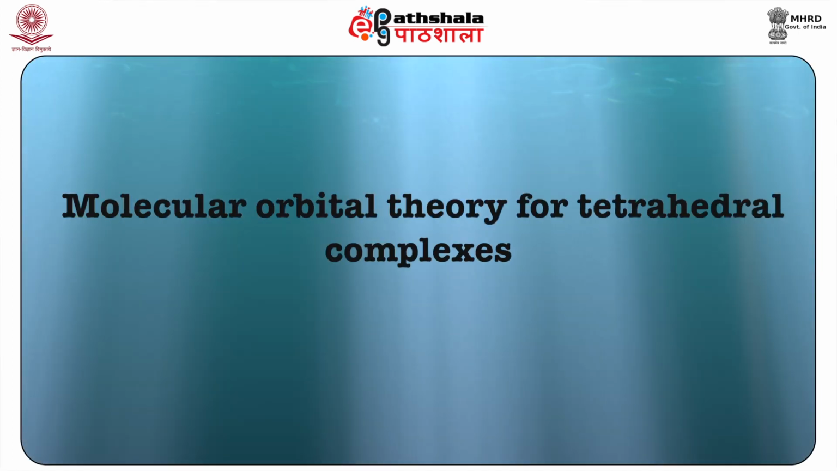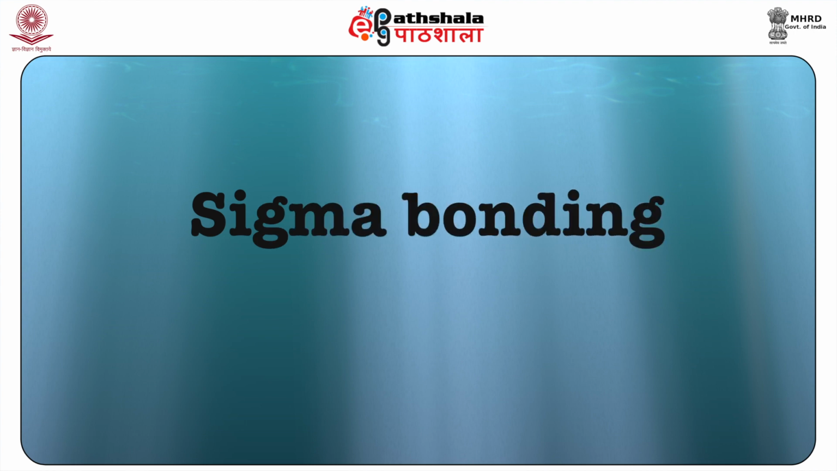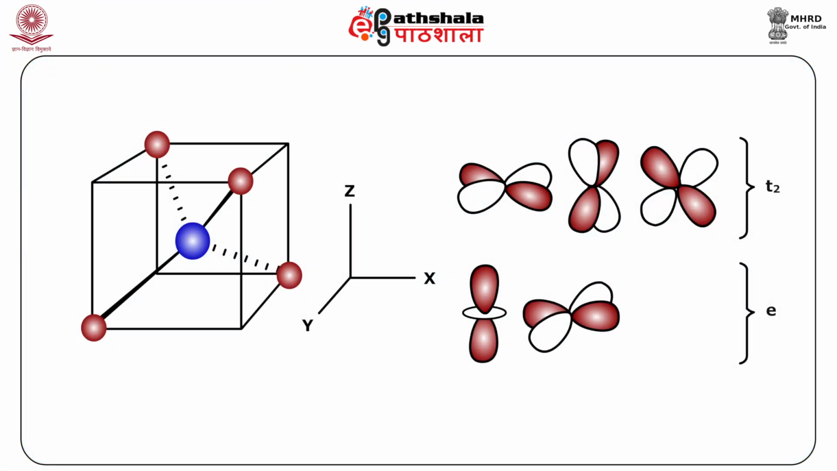Next, we will discuss the molecular orbital theory for the tetrahedral complexes. First of all, we will discuss the sigma bonding in the tetrahedral complexes. To begin with, first of all, we need to set up a coordinate system in order to determine the sigma bonding orbitals in the case of a tetrahedral complex.